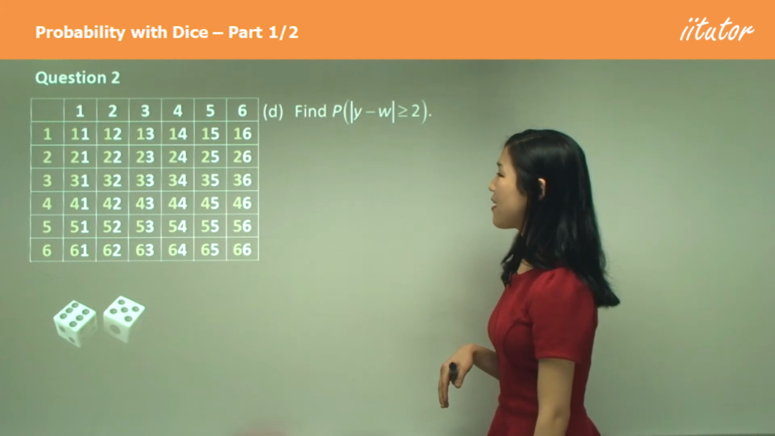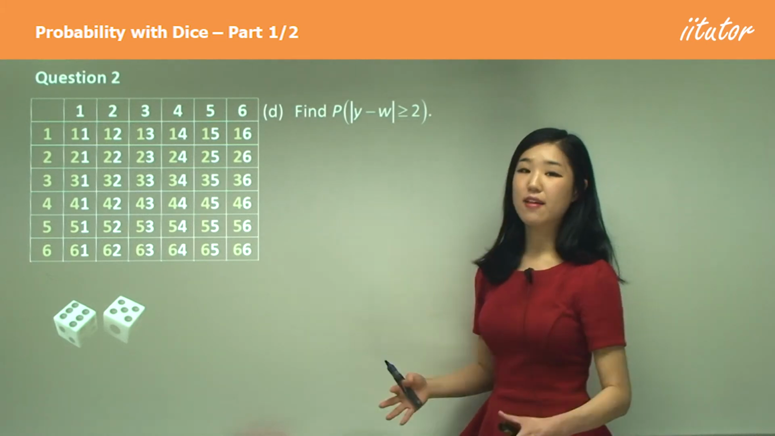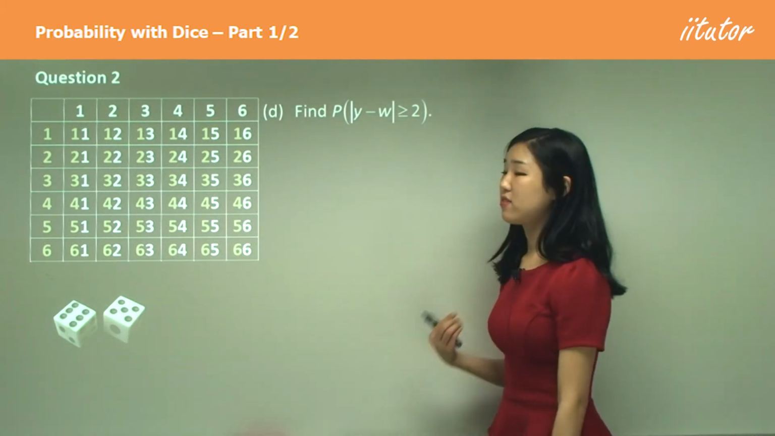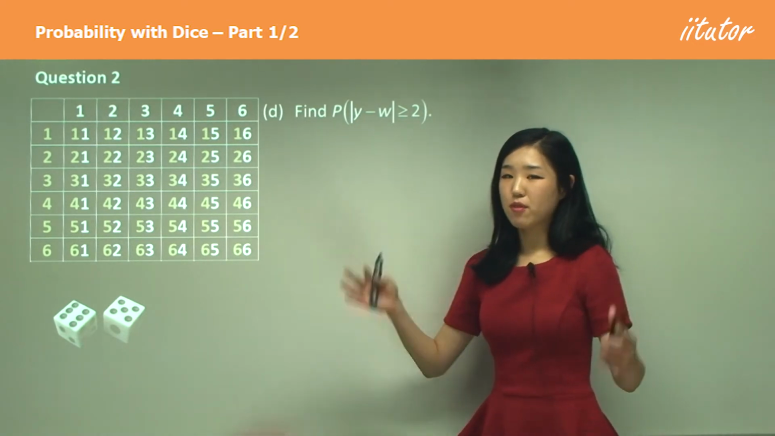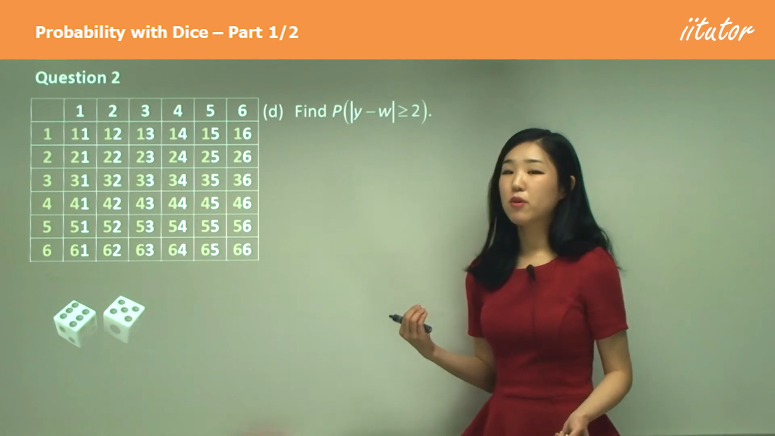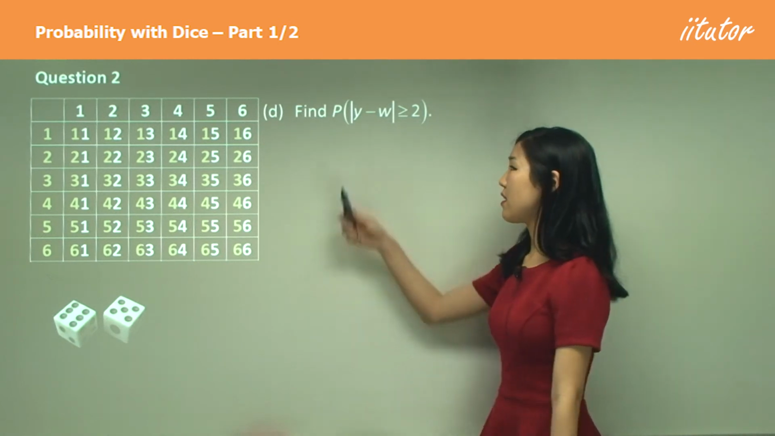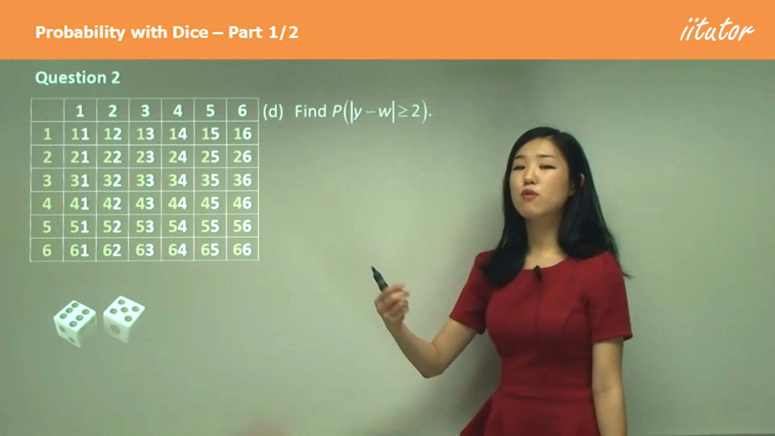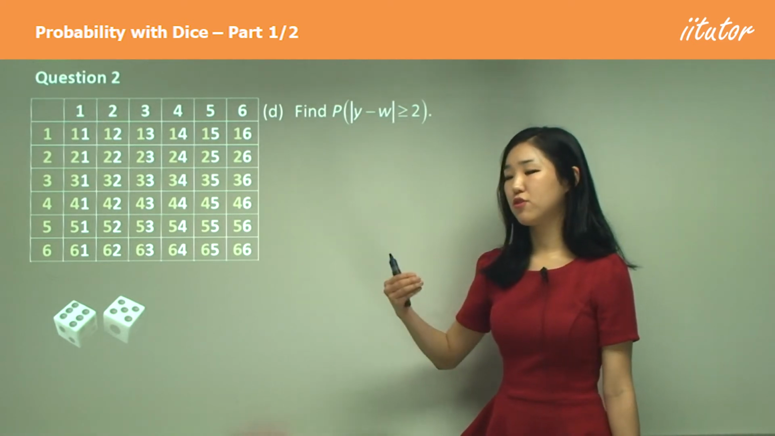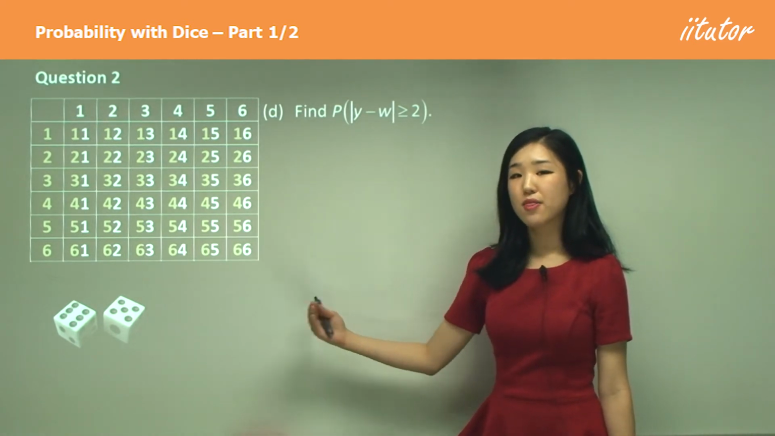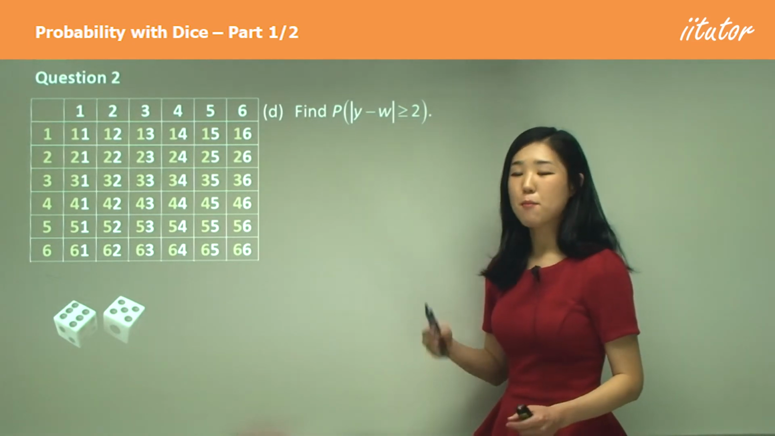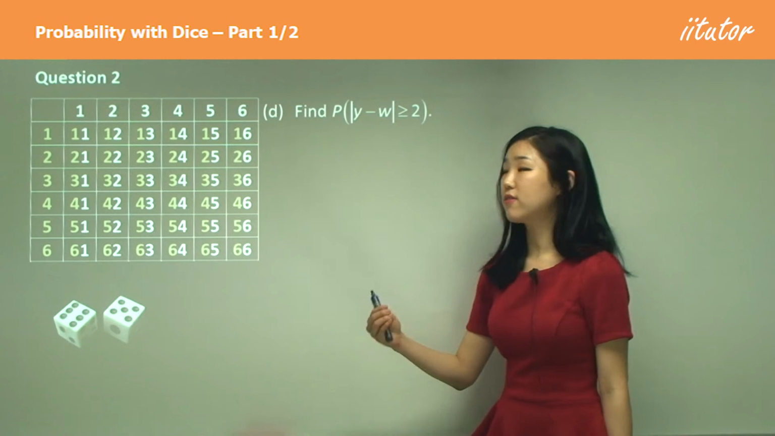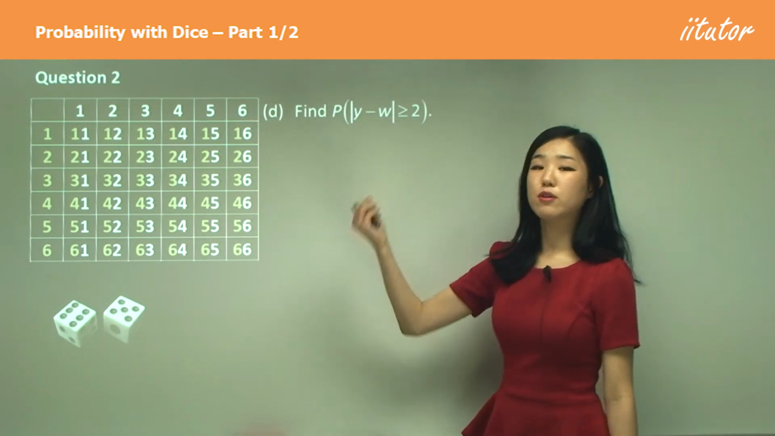Now D, find the probability that the absolute value of Y minus W is greater than or equal to 2. So the reason why they have the absolute value there is because they just want you to find the difference. So even if yellow is smaller, the difference will always be positive. So even if it's 2 and 4 or 4 and 2, the difference is the same too. So that's why we have the absolute value there. But it's just asking you to find the difference that is greater than or equal to 2.